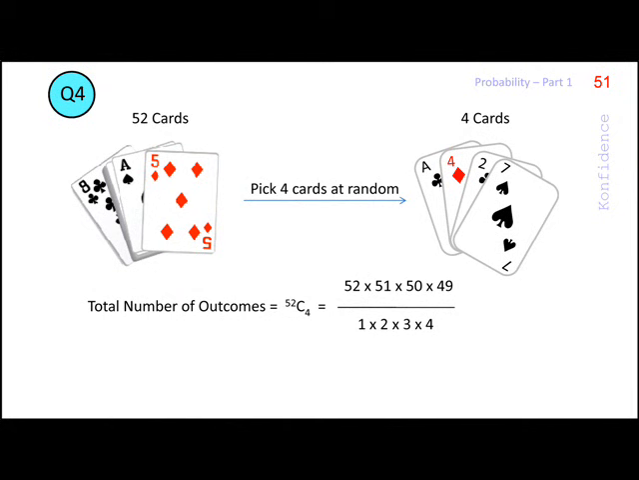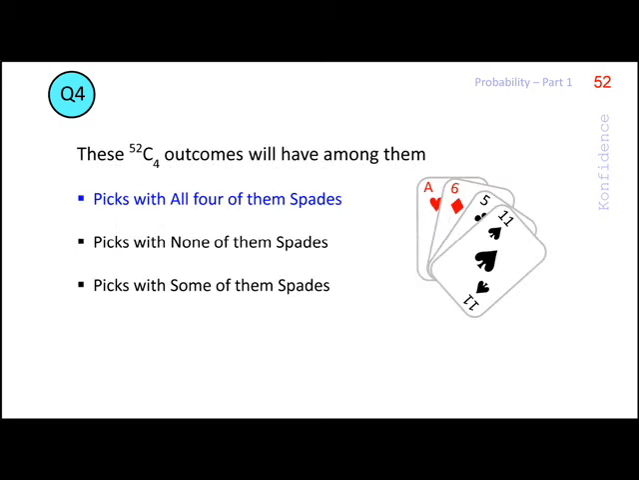In question 4, we are picking 4 cards at random. In a deck, there are 52 cards and all these 52 can be identified separately. So, the total number of ways in which we can pick 4 cards from these 52 will be 52C4, whose value is 52 into 51 into 50 into 49 divided by 1 into 2 into 3 into 4. This is the total number of outcomes of the experiment. If you are not clear on what is meant by 52C4, I advise you to refer the discussion on combinations.